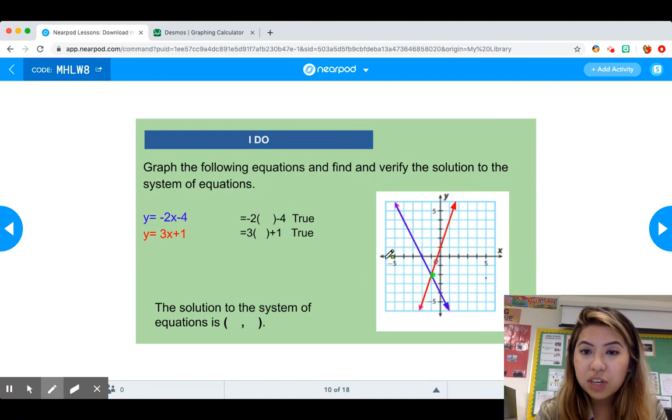And so if each box represents one unit, then if this is 0, this would be negative 1. So its x coordinate is negative 1. And then the y coordinate is negative 1, negative 2. So the solution is going to be at negative 1, comma, negative 2.